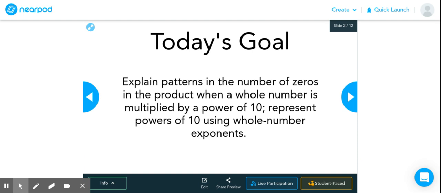Our learning goal is still the same as Friday, where we are looking to explain patterns in the number of zeros in the product when a whole number is multiplied by a power of 10, and represent powers of 10 using whole number exponents. On Friday, we really unpacked this learning objective and focused on words that we knew, like patterns, product, whole number, multiply, and we related those to our new vocabulary words like powers and exponents.